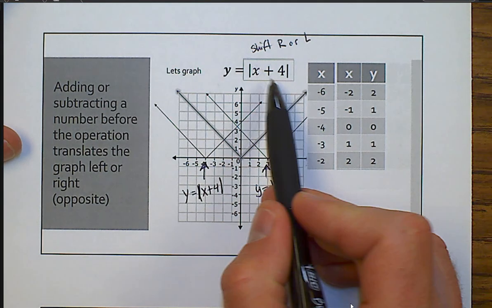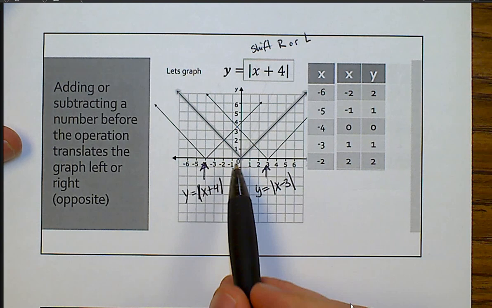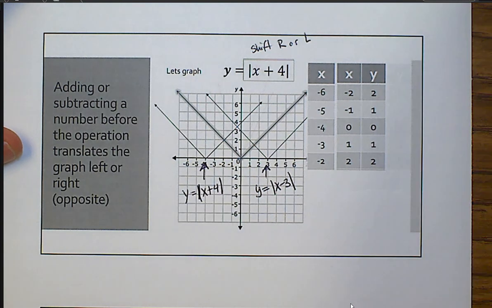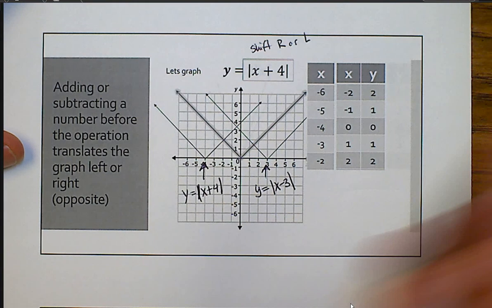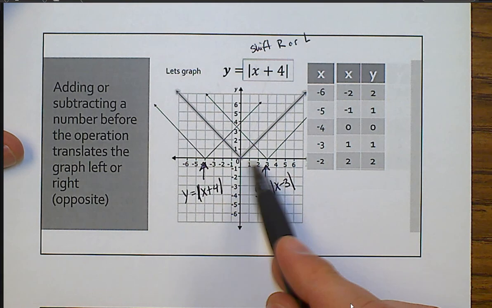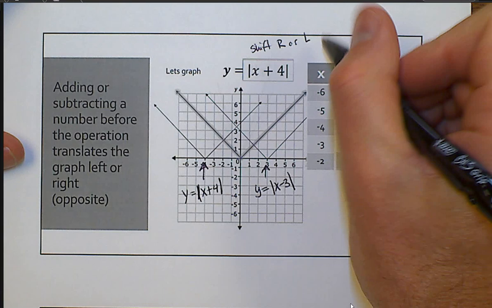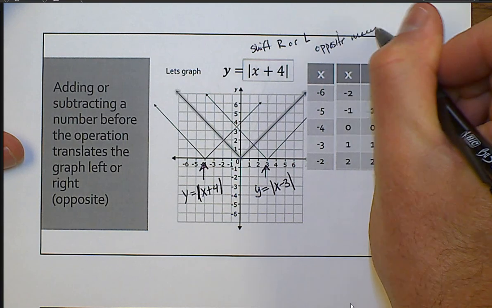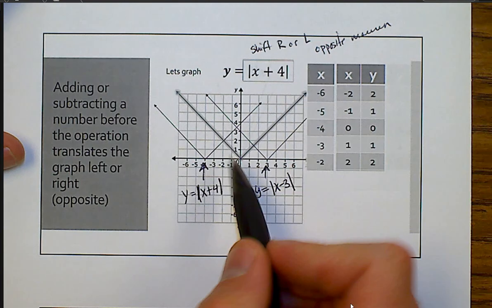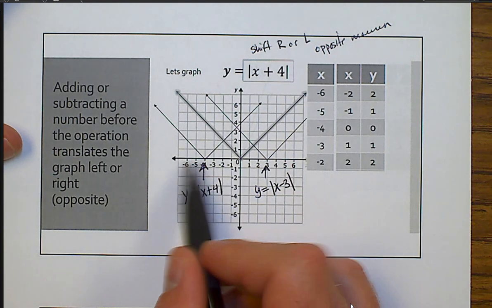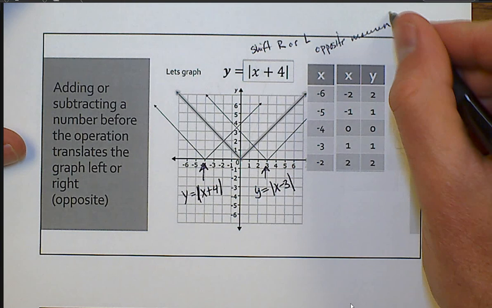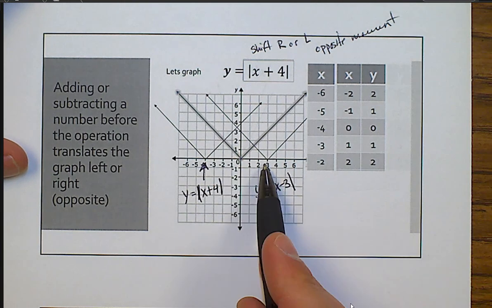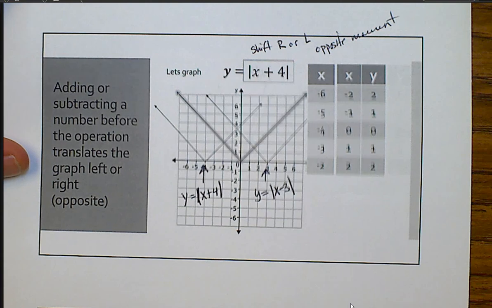Well, here's a way to figure it out. If it's a plus 4, we went to the left, negative 4 units. On the previous slide, I have a minus 3 and it shifted to the right 3. So what a lot of students remember is always the opposite movement, meaning if you have a positive 4, you're going to go negative 4, or to the left 4 units. This one was x minus 3, so you're going to go to the right 3 units. That's that shift.